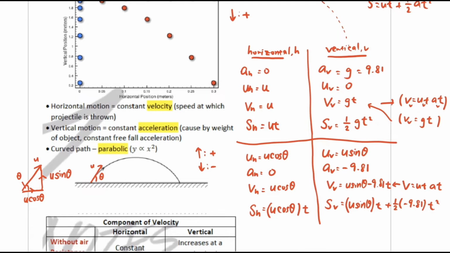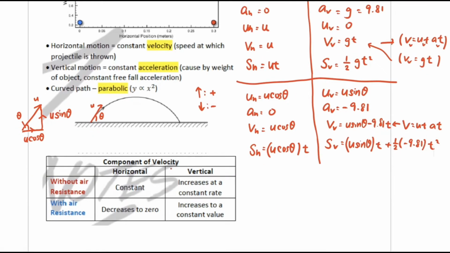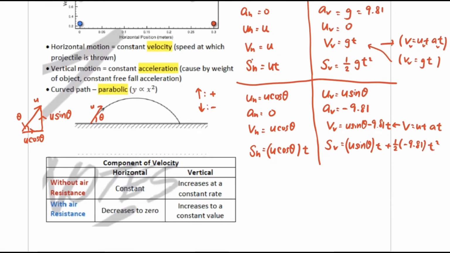So the first one is for this kind of projectile motion. The second set here is for this kind of projectile motion. Okay, so let's finish up the information first. When we go through the two sets of formula here, we assume that there is no air resistance. But if there is air resistance, how is it?